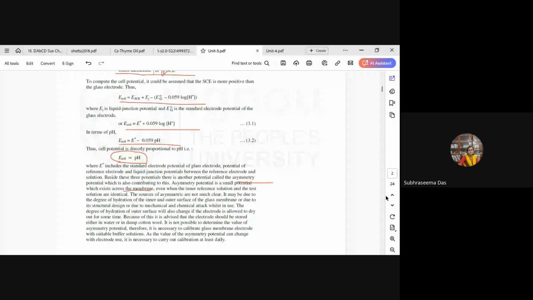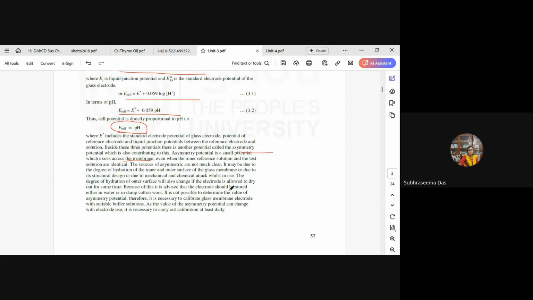Now, since we do not know the value of the asymmetry potential, we always need to calibrate the instrument, because to get proper readings, we have to always calibrate the instruments. And since we know that these electrodes are very sensitive to the environment, before performing any experiment, the calibration of the electrode is a must.